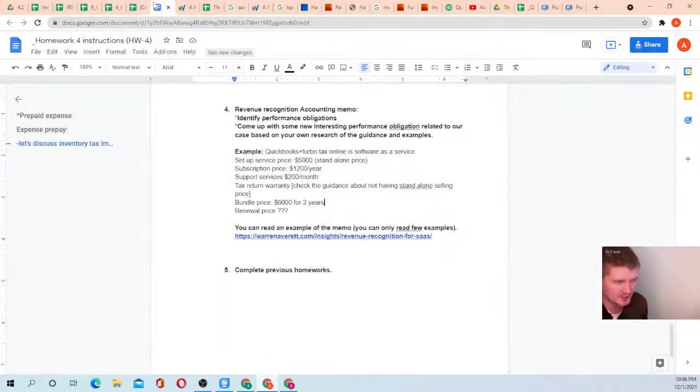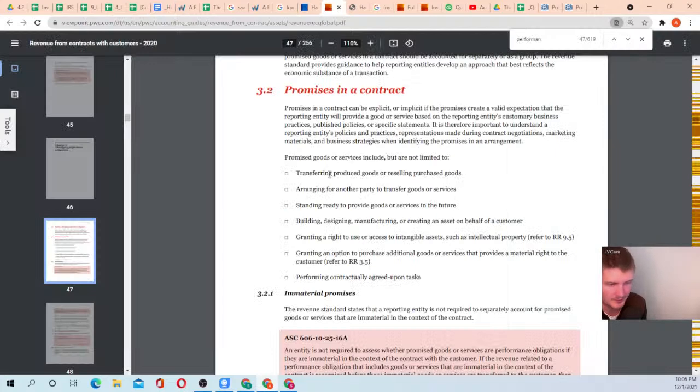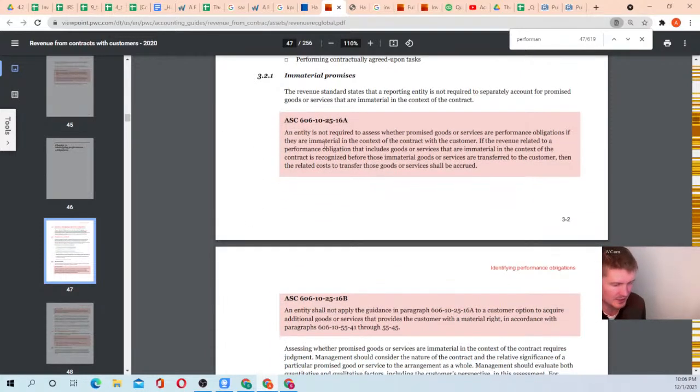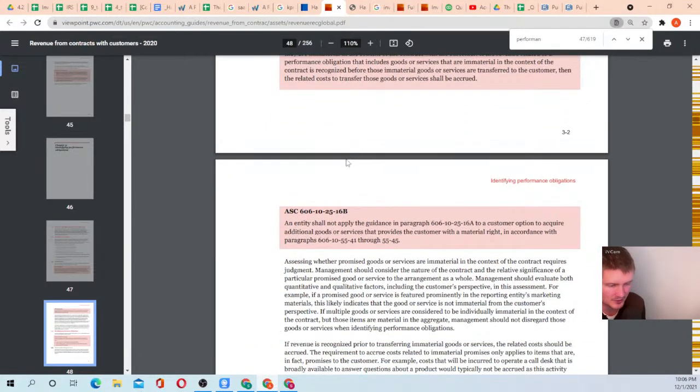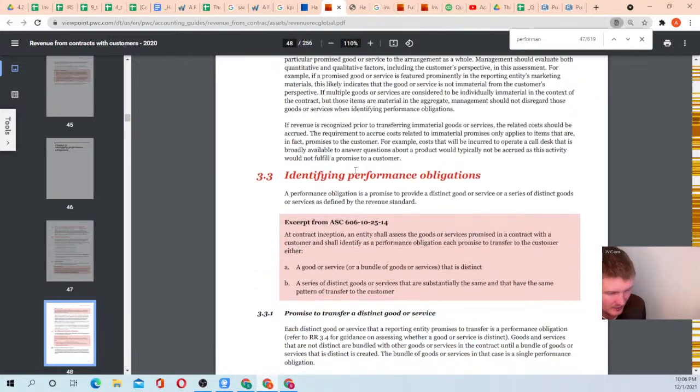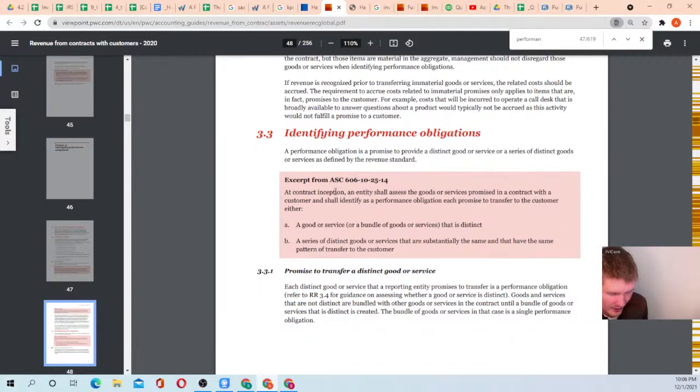In our case, we do not cover that. Maybe we will just imagine some tricky promise outside the scope of that example, but not now. And a promise should somehow relate to goods or services. And if the promise is immaterial, then we can just skip it. We can just ignore it for the purposes of revenue recognition. Okay.